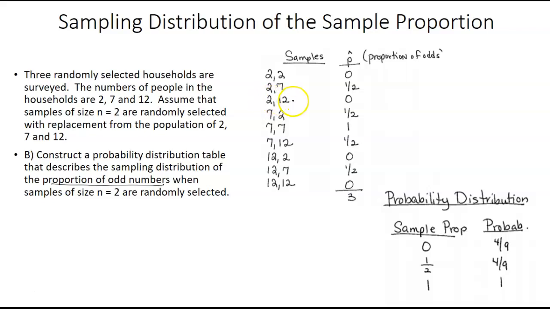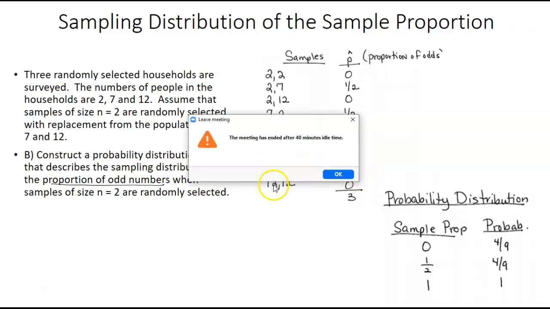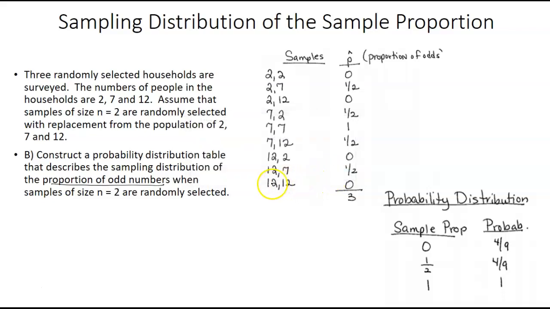If I look here, both of these are even, so my proportion is 0. If I look here, 1 is odd, so the proportion is 1/2. Here, both are odd, so my proportion is going to be 1. I have one that's odd, so it's going to be 1/2. None are odd, so it's 0. One's odd, so it's 1/2. And none are odd here, so this is going to be 0.